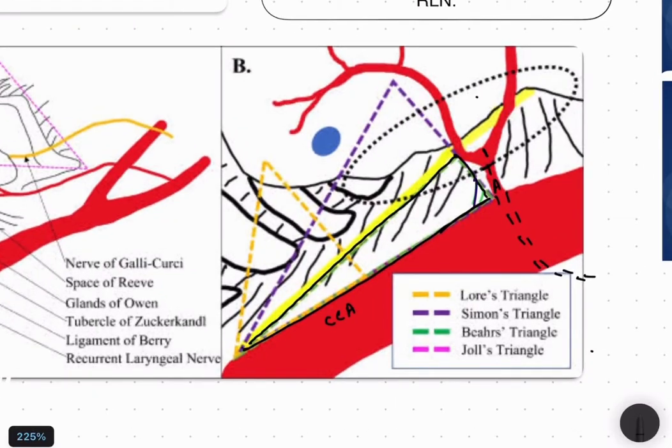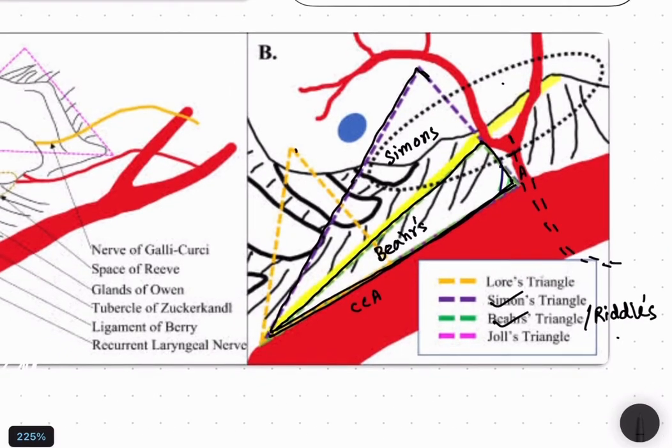So this triangle is our Beer's triangle, or it is also known as Riddle's triangle. Next, if I extend the medial boundary to the trachea or esophagus, then this purple one that becomes total, from this side to this side, it becomes your Simon's triangle. And if I just take the inferior pole of the thyroid as the superior boundary rather than taking the inferior thyroid artery, then this becomes your Lord's triangle.